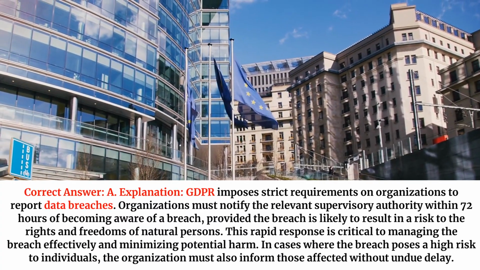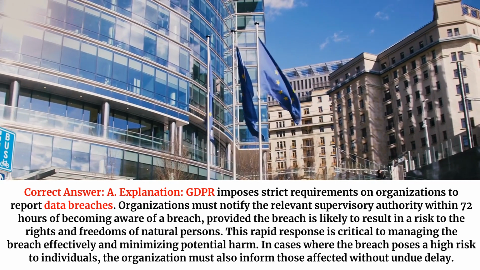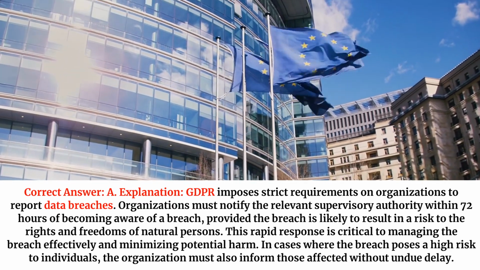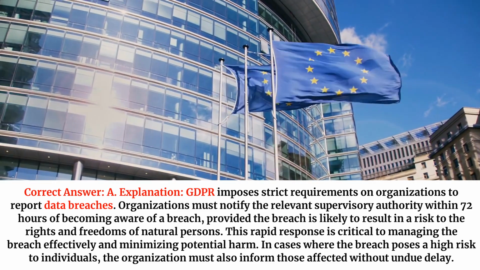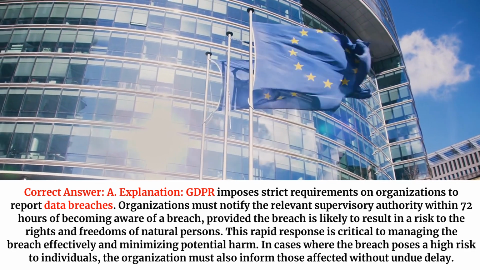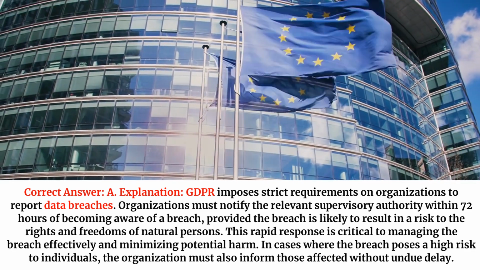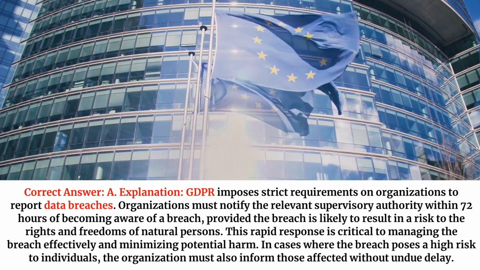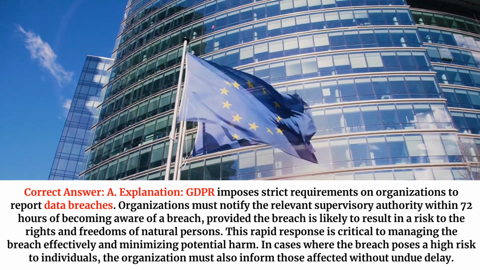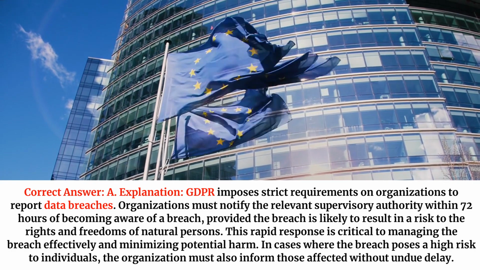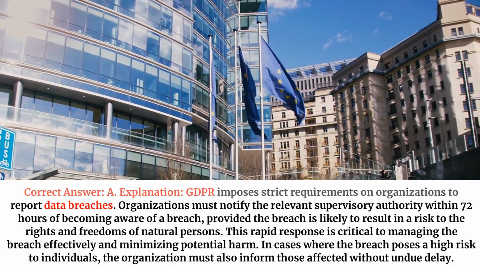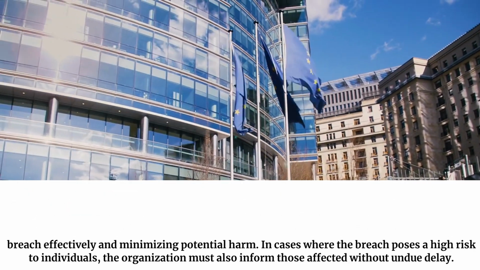Correct answer, A. Explanation: GDPR imposes strict requirements on organizations to report data breaches. Organizations must notify the relevant supervisory authority within 72 hours of becoming aware of a breach, provided the breach is likely to result in a risk to the rights and freedoms of natural persons. This rapid response is critical to managing the breach effectively and minimizing potential harm. In cases where the breach poses a high risk to individuals, the organization must also inform those affected without undue delay.